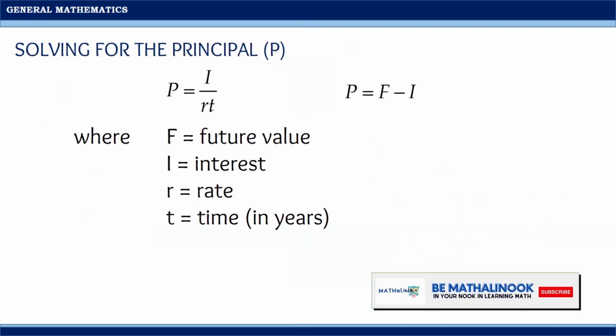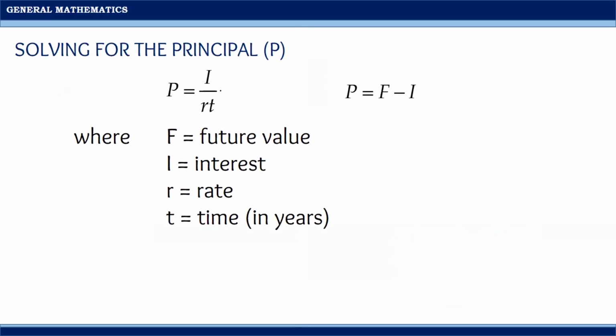For the next one, solving for the principal or the P, we also have here two formulas. P is equal to I divided by RT. And the other one is P equals F minus I, wherein F is the future value, I is the interest, R is the rate, and T is the time. Therefore, if you were given the interest, the rate, and the time, and you will be solving for the principal, then use the first formula.